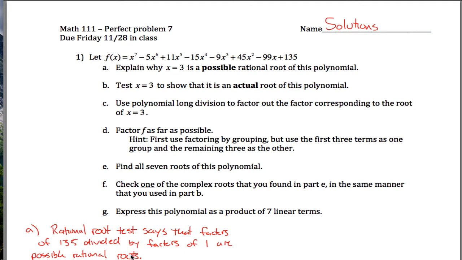I guess you might want to show that 3 really is a factor of 135 because 3 times 45 is 135. But I don't know, you don't really have to put that.